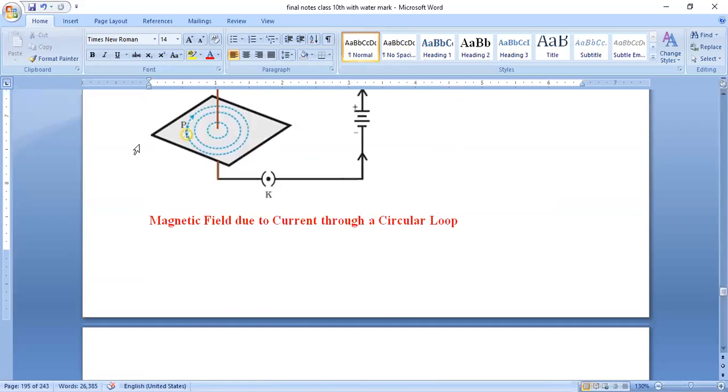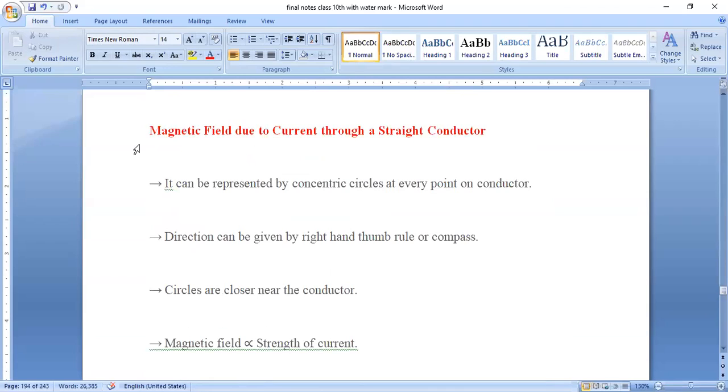Remember, at least 1 question out of 3 will be there in your exam at any cost. Okay, so please give your full concentration so that you will understand each and every topic. Magnetic field due to current through a straight conductor.